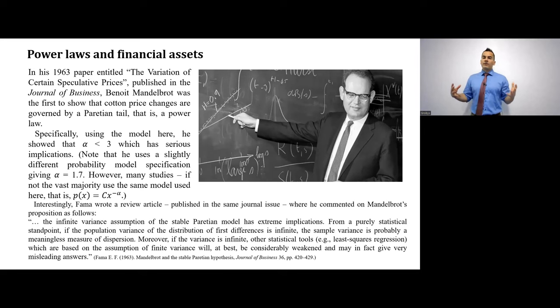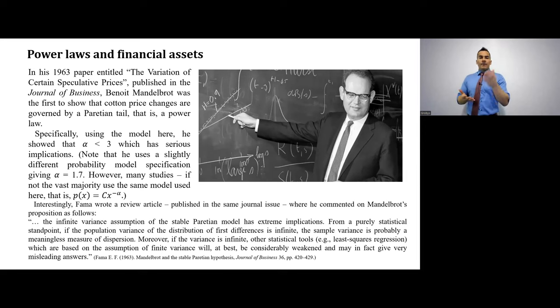I think this was a very interesting comment, published in 1963 in the Journal of Business. Basically, he tells us that he was aware of the issue that if the population variance doesn't exist, you cannot use OLS regression. Obviously, for cotton price changes, Mandelbrot has shown that the population variance, the theoretical variance, doesn't exist.